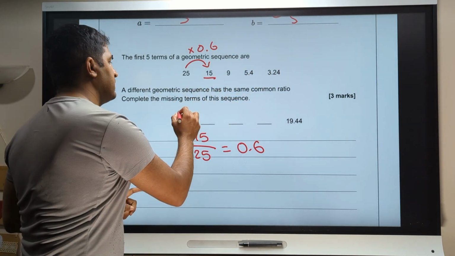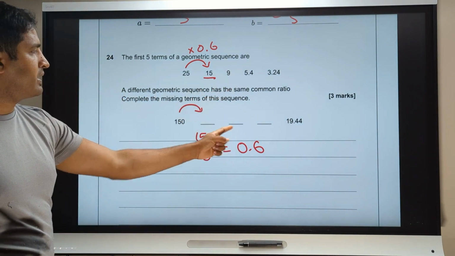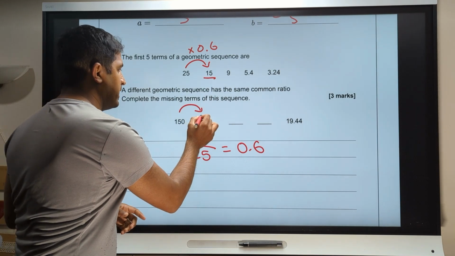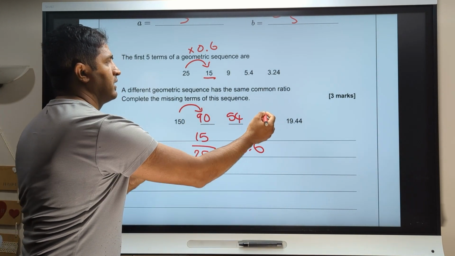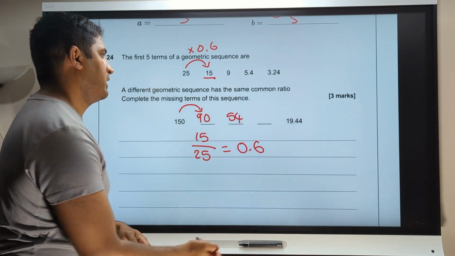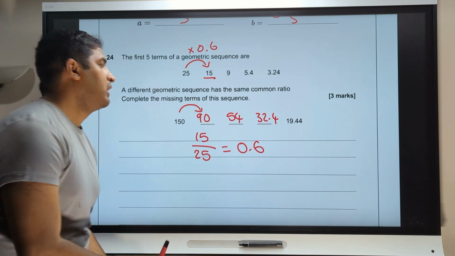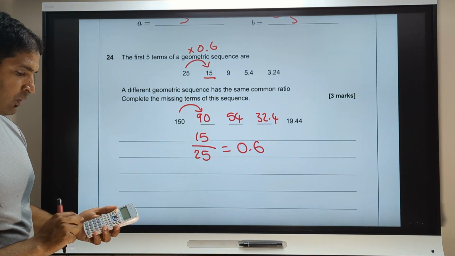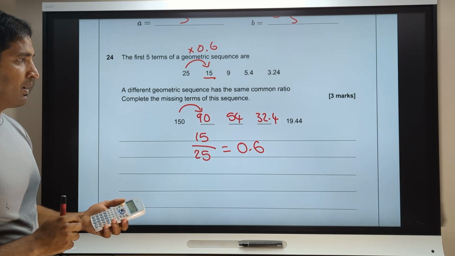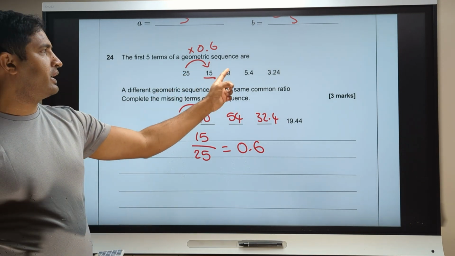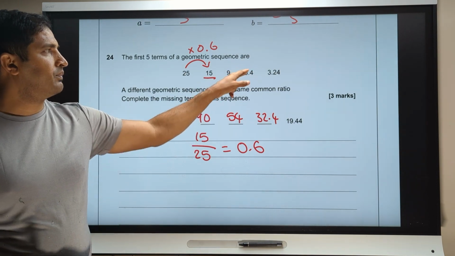So we're doing the same thing here. It's the same common ratio multiplied by 0.6, so that would give you 90. Okay, that gives you 54. That gives you 32.4, and so on. If you just put that in the calculator, because you are allowed a calculator, you don't have to worry about doing it yourself. All I did is just make it from that point onward, and then 10 times bigger.